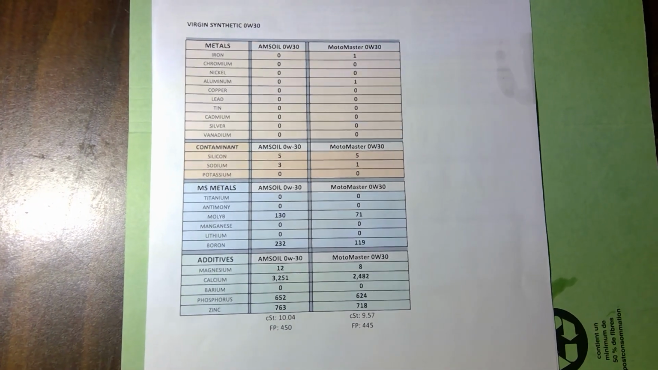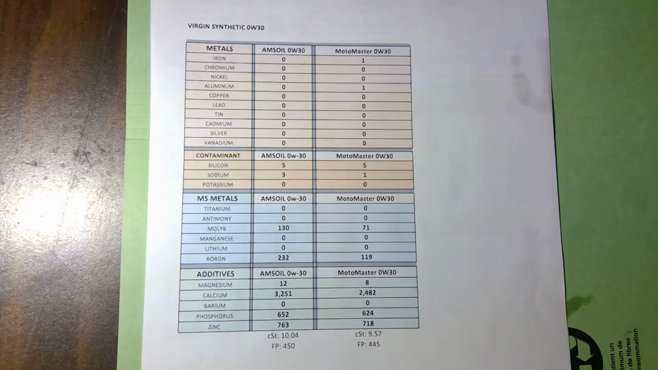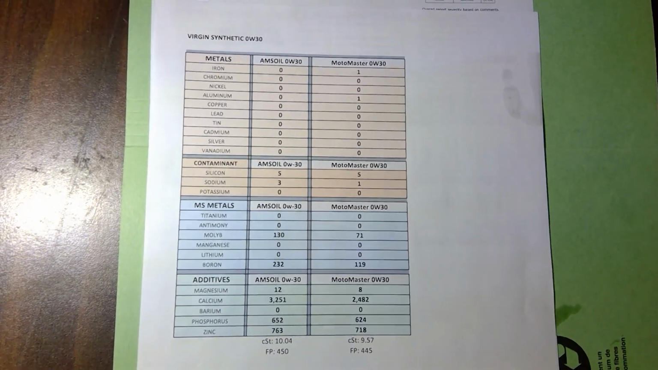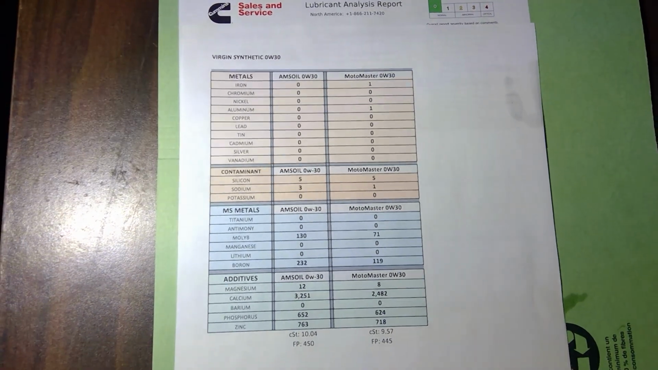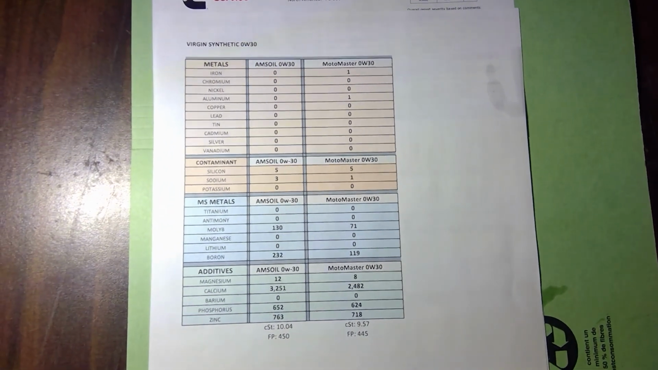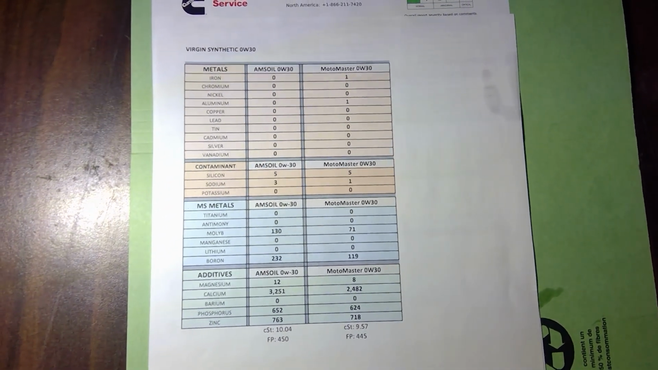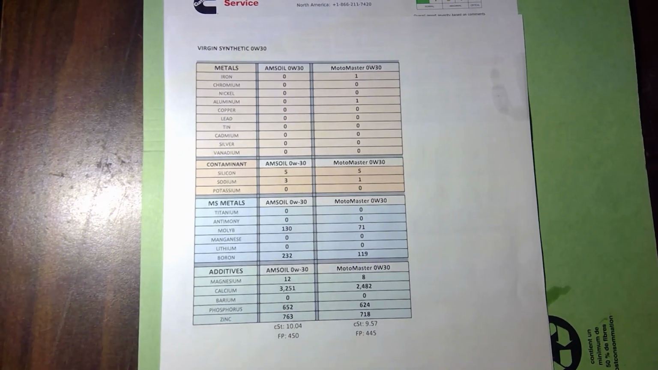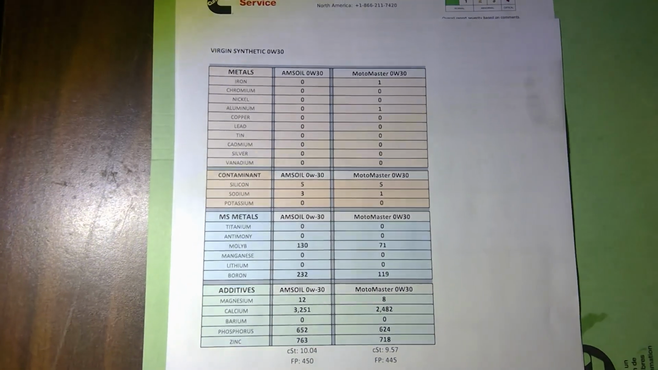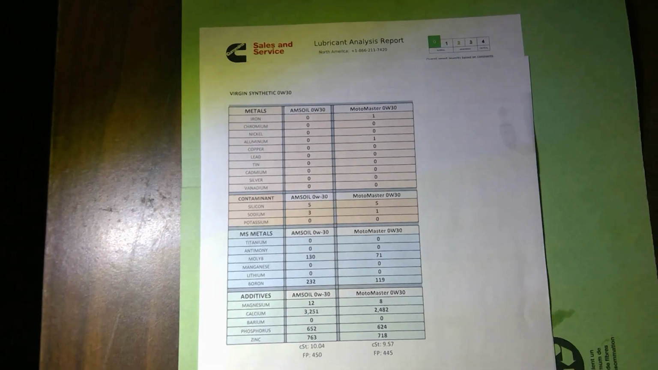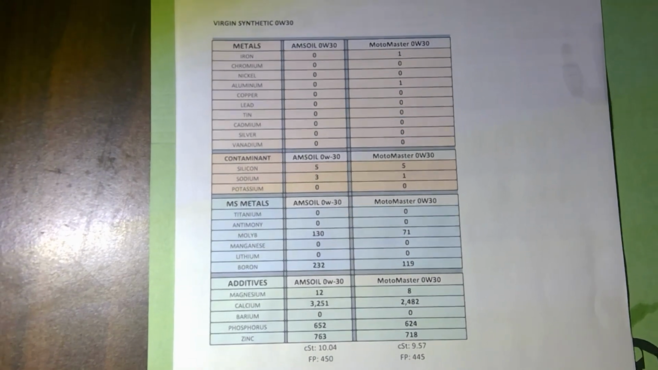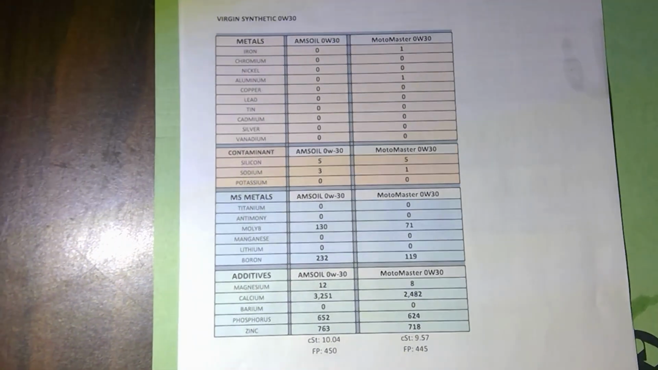So 5.25 quarts, which is, I would say, half the price of an AMSOIL oil. So let's see the numbers quickly. Regarding the metals, you could see the AMSOIL 0W30 has none, and MotoMaster has 1 ppm of iron and aluminum, which is nothing. So let's go back to the contaminants. Again, very clean, the MotoMaster. Silicon 5 in each, and actually sodium is 2 ppm less than the AMSOIL.